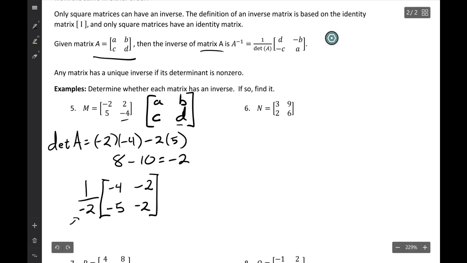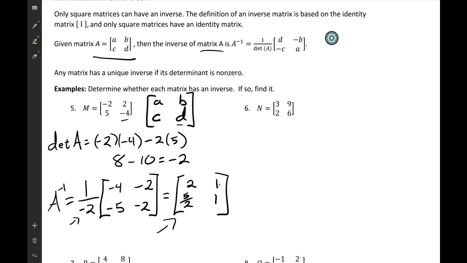You can either choose to leave the determinant out like this, or you could put it inside. In general, I like to put it inside because it makes checking that it actually is an inverse a little bit better. This is A inverse. Okay, so let's put it inside. This becomes negative 1/2 times negative 4 is 2, 1, 5 over 2, and then 1. And there's your inverse matrix right here. We could check, but I won't. You guys can do it.